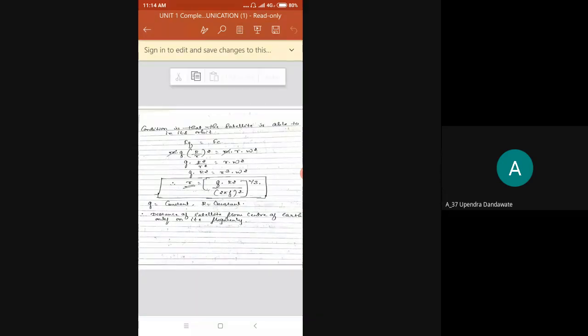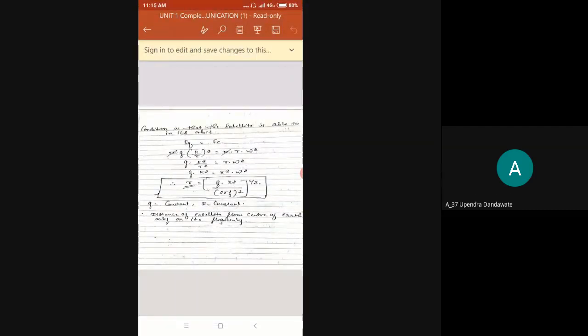In the previous equation, g and R are constant values. G is 9.8 meter per second square, and R is constant, that is 6370 kilometers. If these two are constant, the distance of the satellite from the center of earth always depends on the frequency. Got it? Distance of satellite from center of earth only depends on its frequency. Okay? Got it?